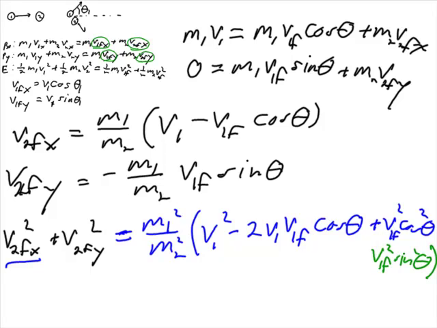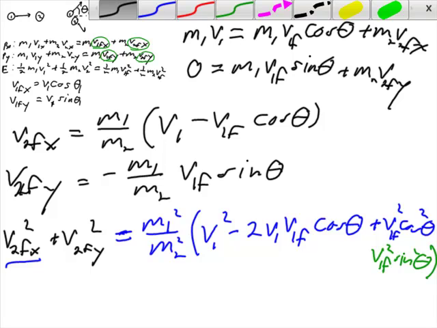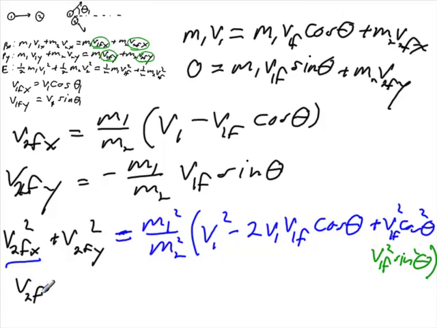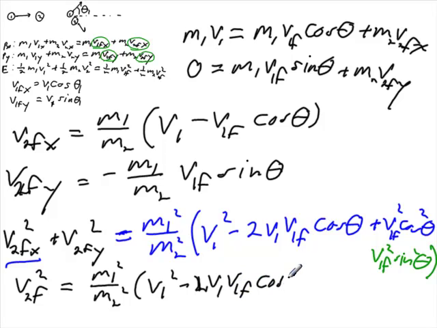Alright, so when we put this together, what we're going to find is that v2 final squared is equal to m1 squared over m2 squared times v1 squared minus 2 v1 v1 final cosine theta plus v1 final squared. Alright, so that's our velocity 2 final in terms of v1 final, and the final angle of v1. Let's go to the next page.